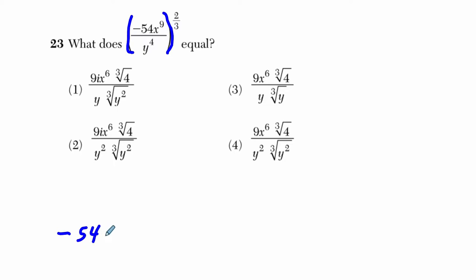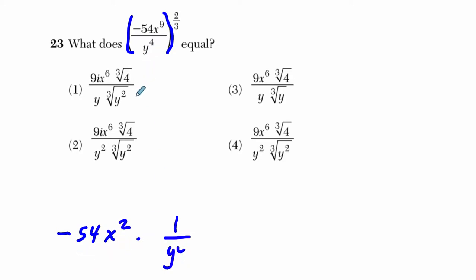So I'm just going to rewrite this. We've got negative 54 times x to the ninth times 1 over y to the fourth, right? This would get you what you have right here: 1 times this numerator, that should be a 9 right there, is what we have here. And then y to the fourth times 1 would get you y to the fourth on the bottom.